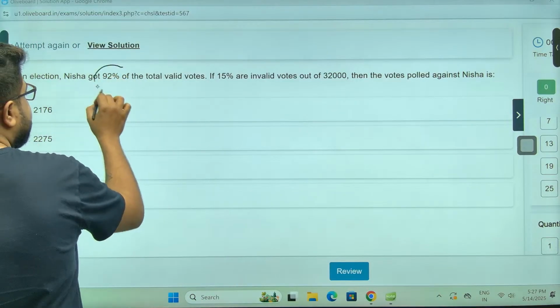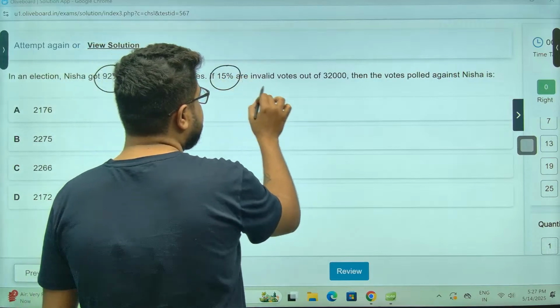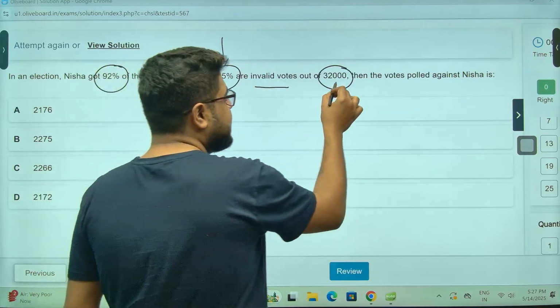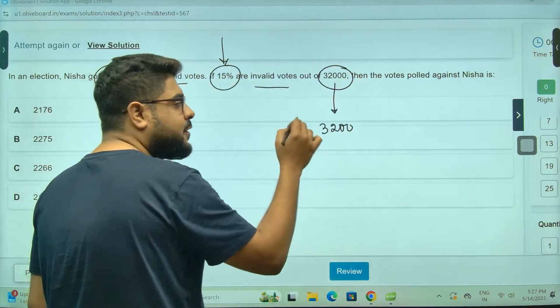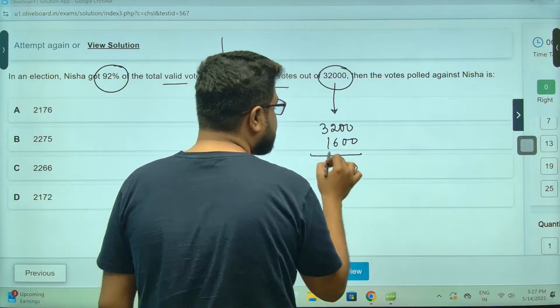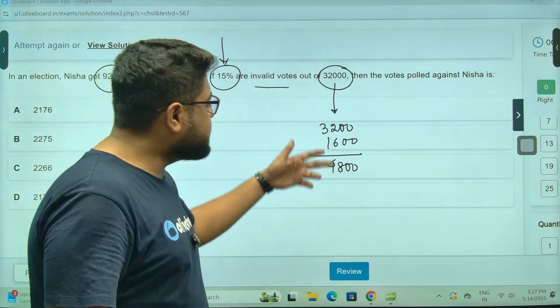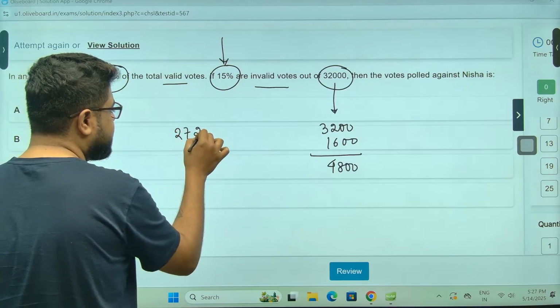In an election, Nisha got 92% of the total valid votes, 15% are invalid out of this. Sir, 15% calculation is very easy. 10% is 3,200. 5% is half of this, meaning 1,600. 15% is 4,800. So total valid votes 32,000 minus 5,000, you do 27,000 plus 2,000, 27,200.